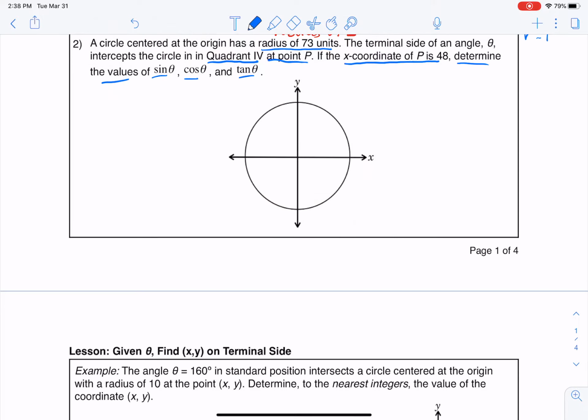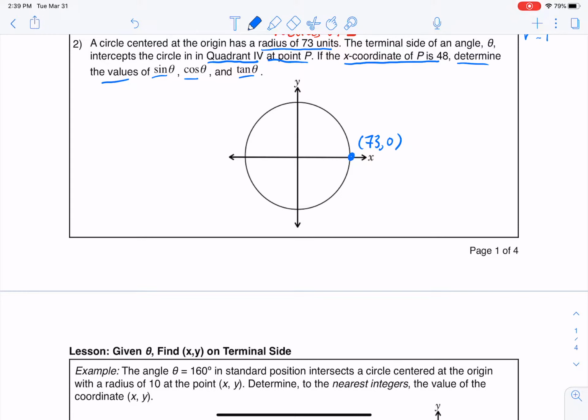First of all, I know the radius is 73 units. So I could indicate that any number of ways. I might just show it here that this is 73. I could also show that this point here is 73, 0. So that's my radius. I kind of like that a little better because it keeps our circle a little cleaner.